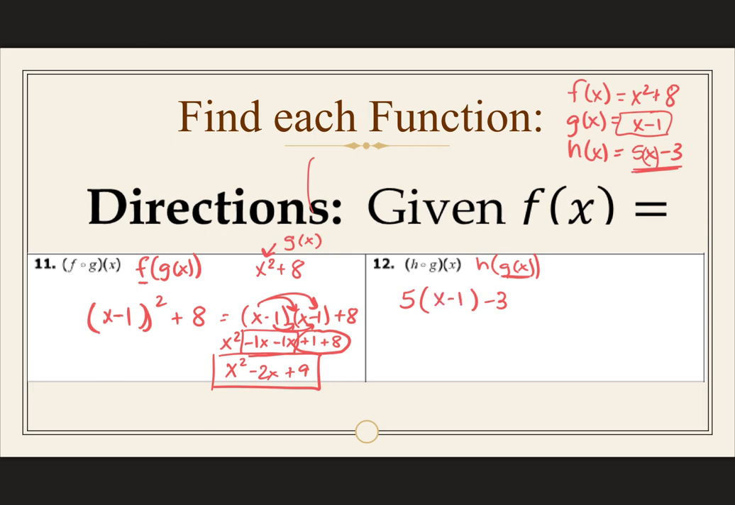And then I'm going to do my regular algebra thing. So 5 times x is 5x. 5 times negative 1 is negative 5. And then bring down the negative 3. And then I'm looking for like terms. So I have negative 5 and negative 3. That's going to give me negative 8. And I'm going to bring down my 5x. So 5x minus 8 is my answer there.